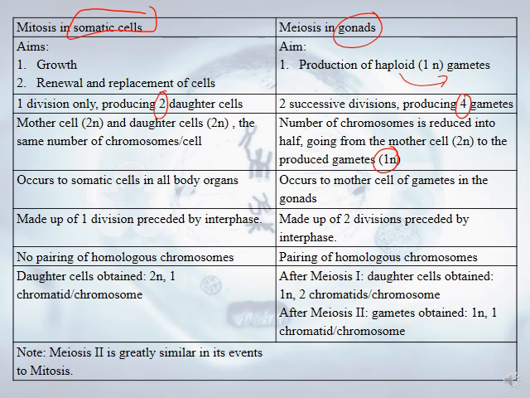In mitosis there is no pairing of homologous chromosomes. Here we have pairing, which is tetrads. In mitosis, daughter cells obtain 2N, one chromatid per chromosome. So after meiosis 1, we have daughter cells 1N, 2 chromatids. After meiosis 2, 1N, 1 chromatid per chromosome. Note that meiosis 2, as I said, prophase 2, metaphase 2, anaphase 2, and telophase 2, are very, very similar to the process of mitosis.